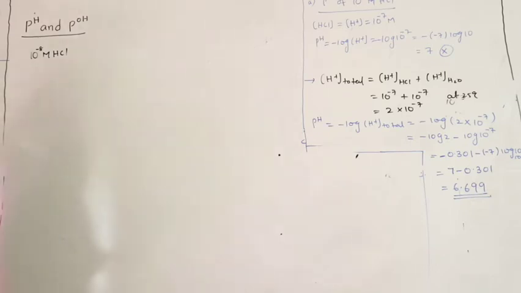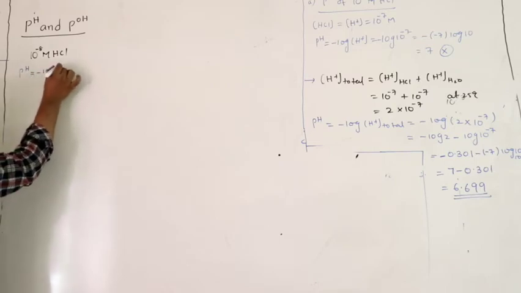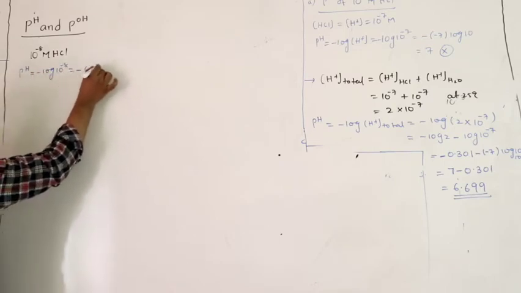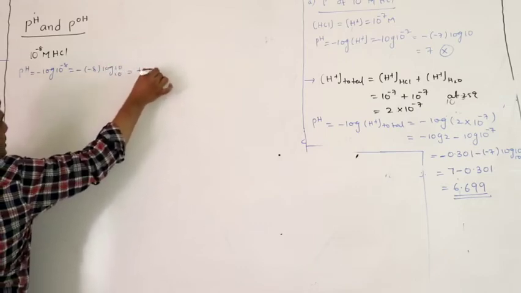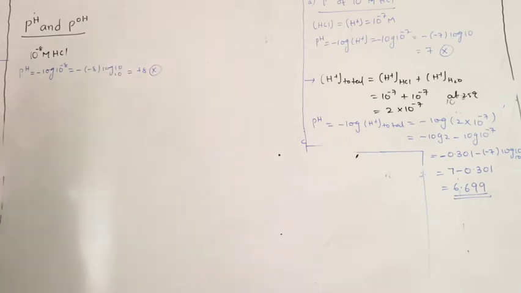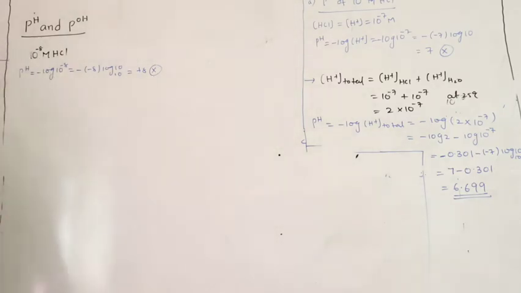Suppose I take 10 power minus 8 molar HCl. If I proceed the normal way, pH equals minus log 10 power minus 8, which is minus of minus 8 log 10 to the base 10, which equals plus 8. But the pH of an acid cannot be greater than 7. So what is the problem? The problem here is that it is a very dilute solution, so dilute that we cannot neglect the dissociation of water.